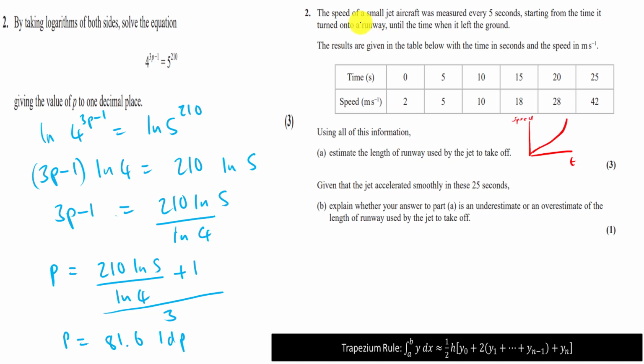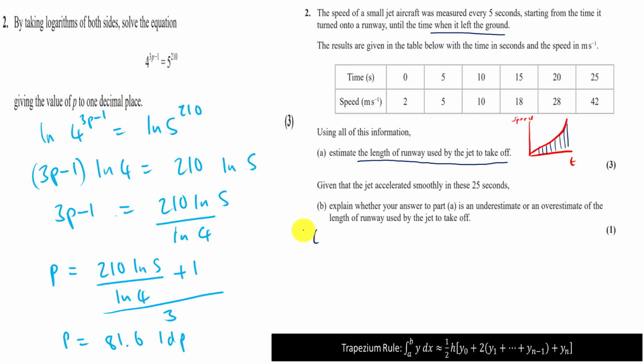Okay, so question 2, you've got a speed of a small jet aircraft was measured every 5 seconds, starting from the time it turned onto a runway until the time when it left the ground. You've got the results in the table below, and then it says estimate the length of runway used by the jet to take off. Now we haven't done this yet, but imagine the area underneath the curve is going to be the distance, isn't it? So we're using the Trapezium Rule, which was before.